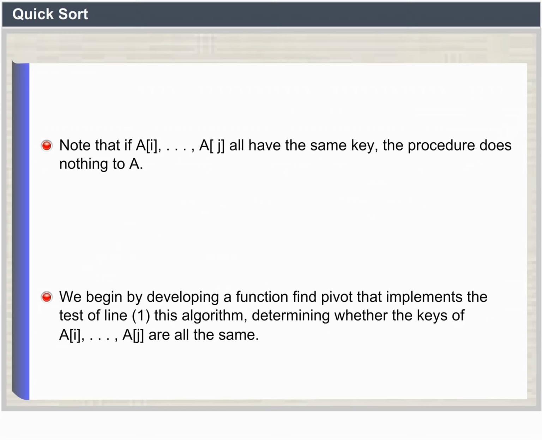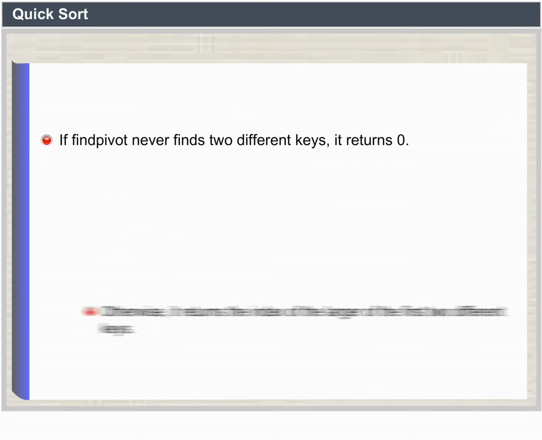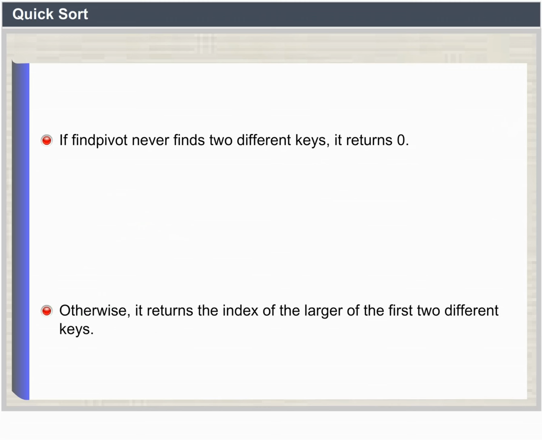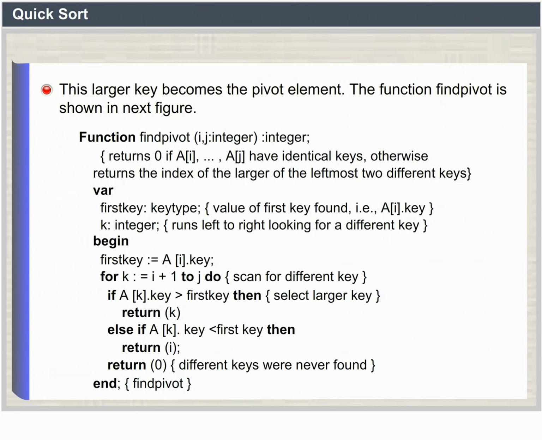If findPivot never finds two different keys, it returns 0. Otherwise, it returns the index of the larger of the first two different keys. This larger key becomes the pivot element. The function findPivot is shown in this figure.